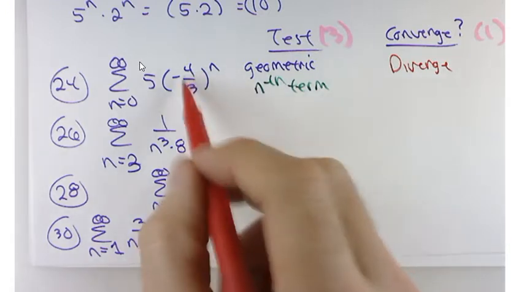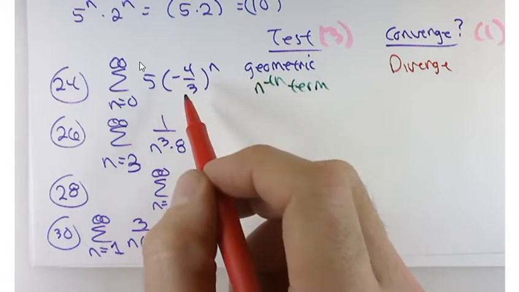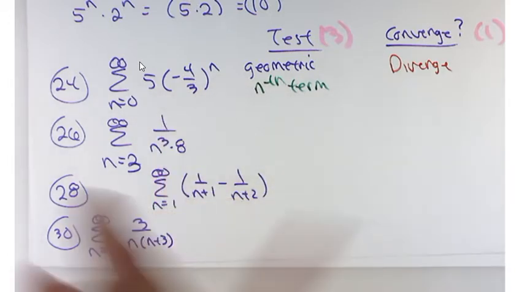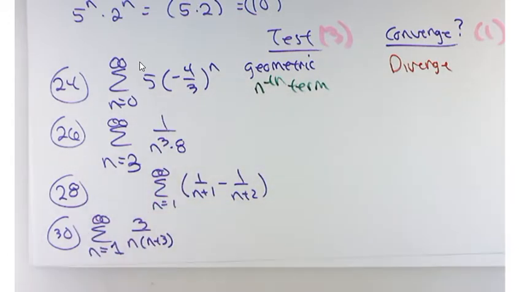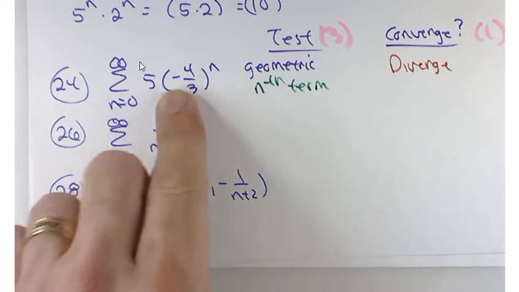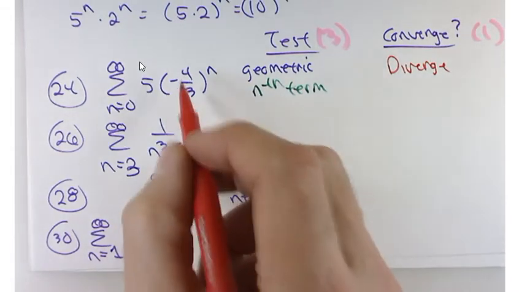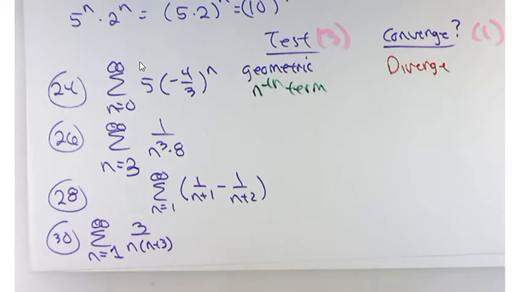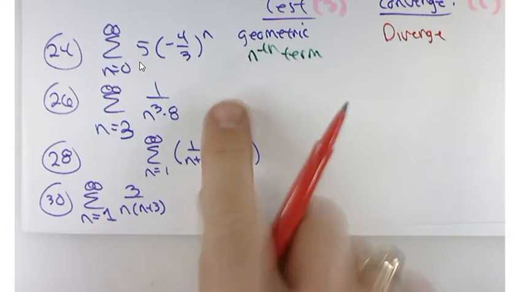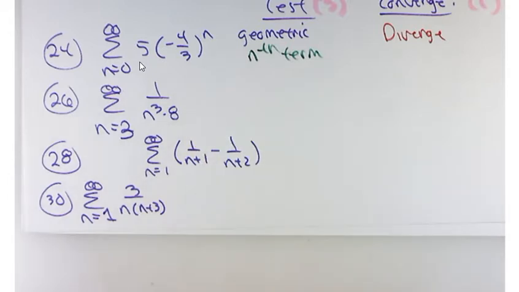Because 4 over 3, this is a geometric series with r, that ratio is bigger than 1. If you take a look at the absolute value, it's bigger than 1. The negative sign doesn't really change much for this particular problem. You can get convergent series that have negative values of r. If this was a 2/3 instead of a 4/3, it would converge. All right? Good. How about the one below that?